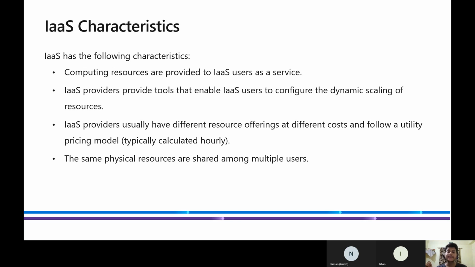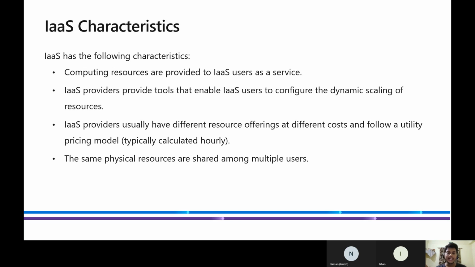IaaS providers usually have different resource offerings at different costs and follow a utility pricing model. For example, a person is using 8 GB RAM in a virtual machine and another person is using 16 GB RAM in his virtual machine. So they both will vary in terms of cost. So we need to think accordingly about what our needs are. Then accordingly we can borrow or rent the things from Azure.